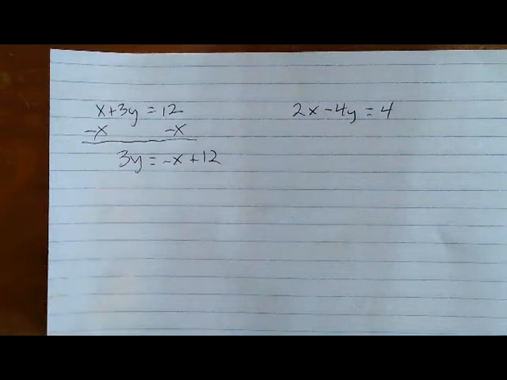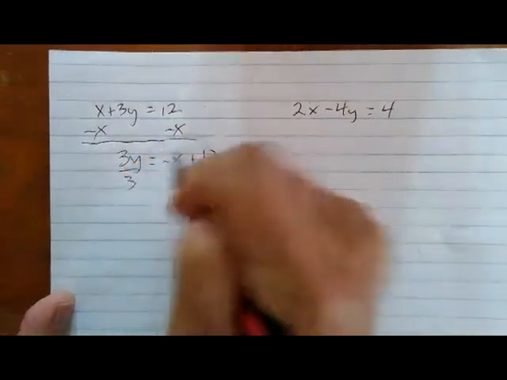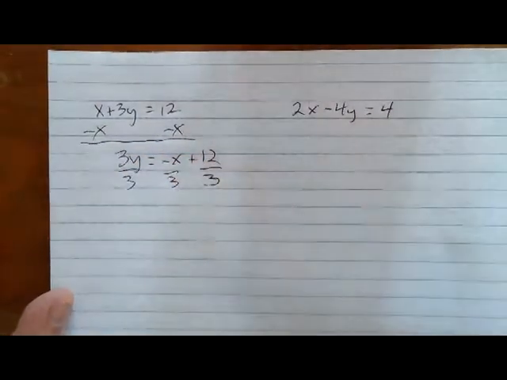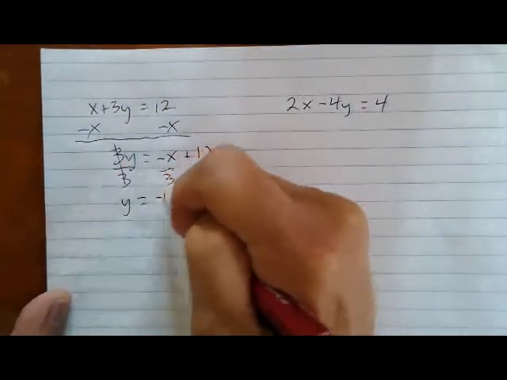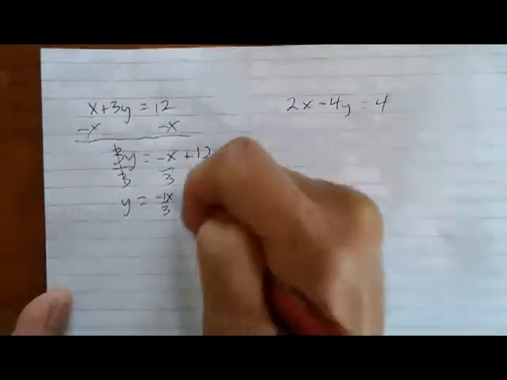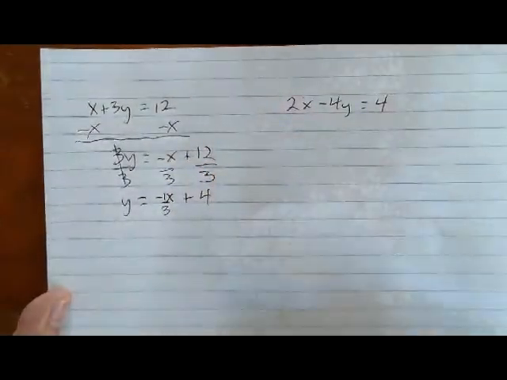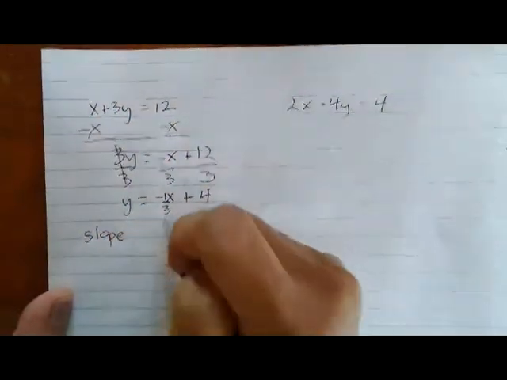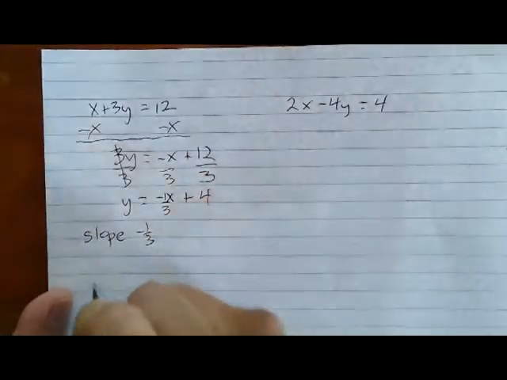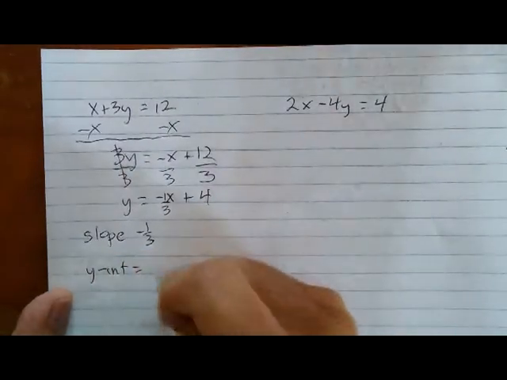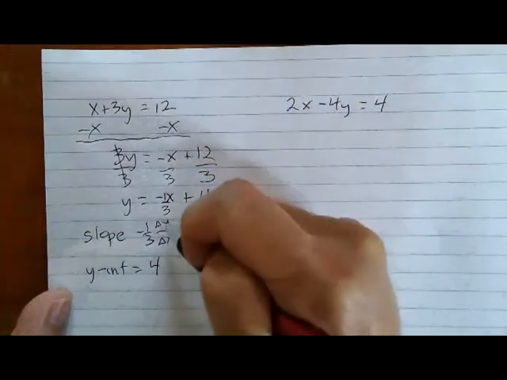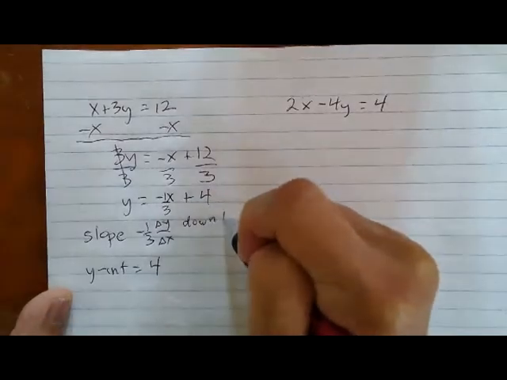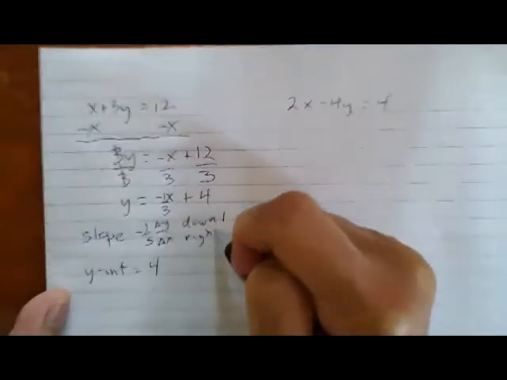Okay, we're almost there. We need to get y by itself. We need to get rid of the 3. Since it's multiply, we need to undo the multiplication. Divide everything there by 3. So now we have y equals negative 1 over 3 x plus 4, since 12 divided by 3 is 4. Slope, right there, negative 1 over 3. The y-intercept is 4. Since this is change in y over change in x, negative 1 means to go down 1 and then right 3 because it's positive.